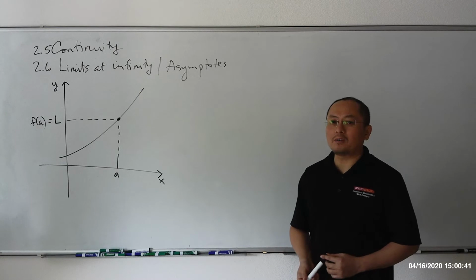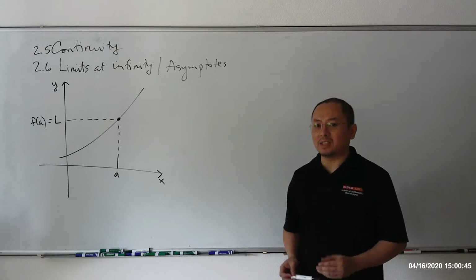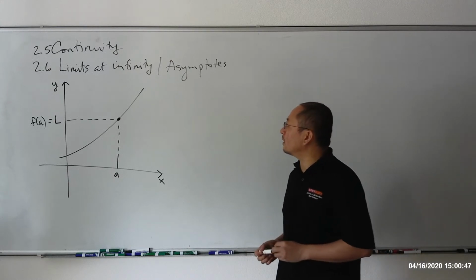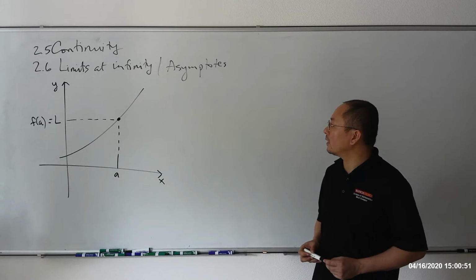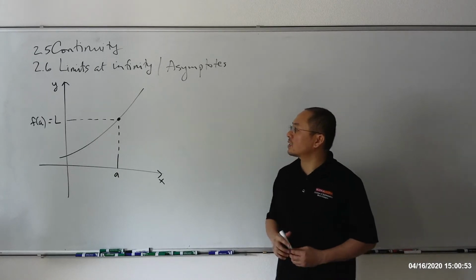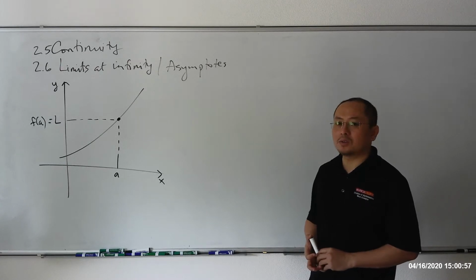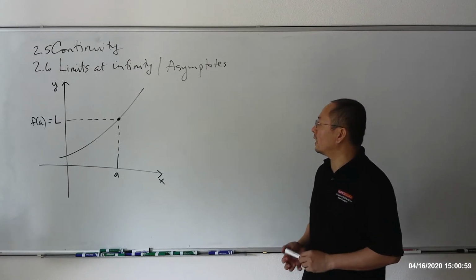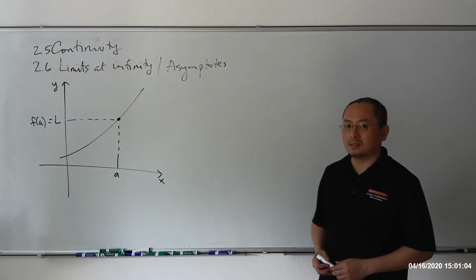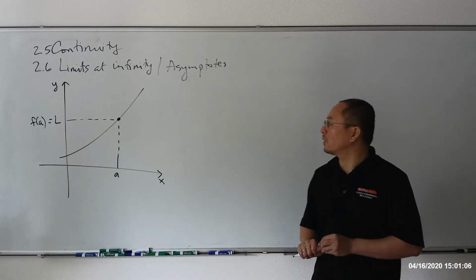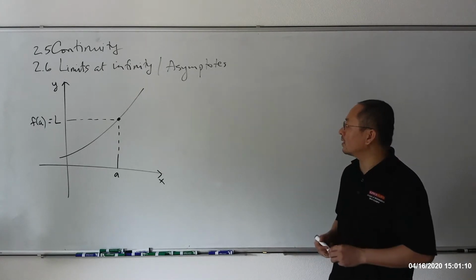In 2.5, I'm going to give you a more formal definition of continuity, rather than what you've seen in college algebra and in pre-calc class. And then in section 2.6, I want to show you some applications and extensions of understanding the limit when things go to infinity, and you're going to see the asymptote of the graph. Okay, so let's start with section 2.5 about continuity.